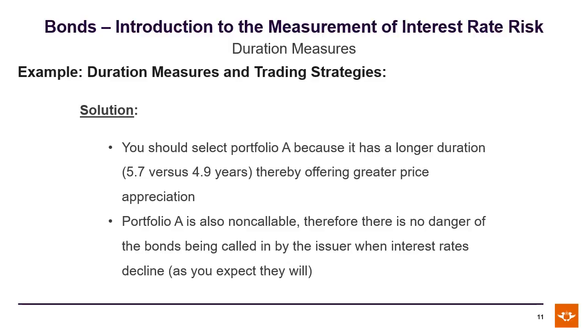Now the thing I did not mention, which is actually available in the previous slide, is that Portfolio A is non-callable, but Portfolio B has a deferred call. And we know that when interest rates are falling, there's a greater possibility that a bond will be called. So here you want to go with Portfolio A as well, because there's no danger of it being called when interest rates fall.